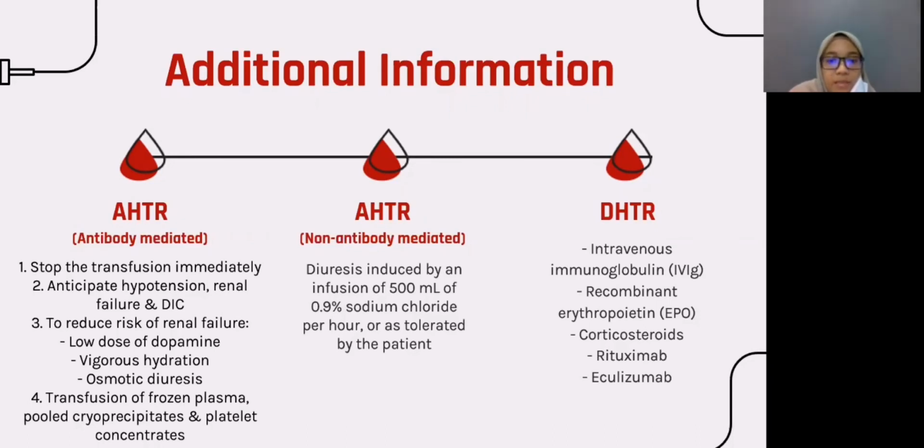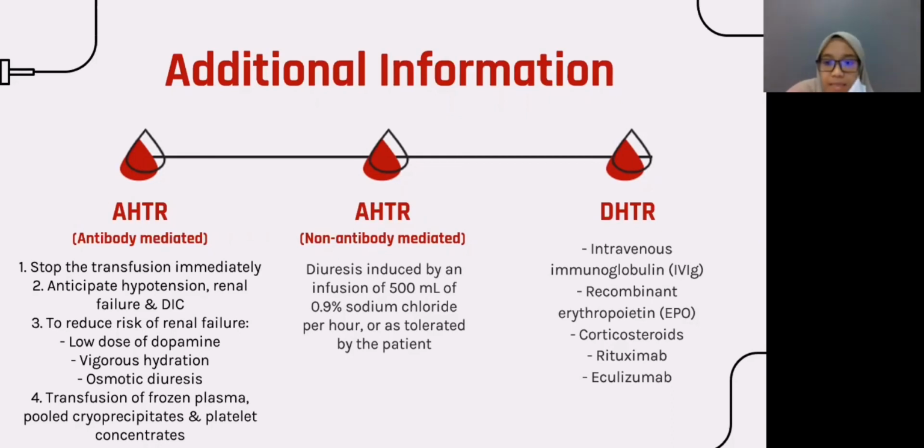If DIC is documented and bleeding requires treatment, transfusion of frozen plasma, pooled cryoprecipitate for fibrinogen, and platelet concentrates may be indicated. Next is the acute hemolytic transfusion reaction, non-antibody mediated, where diuresis is induced by an infusion of 500 milliliters of 0.9% sodium chloride per hour, or as tolerated by the patient, until the intense red color of hemoglobinuria ceases, which is usually adequate treatment.